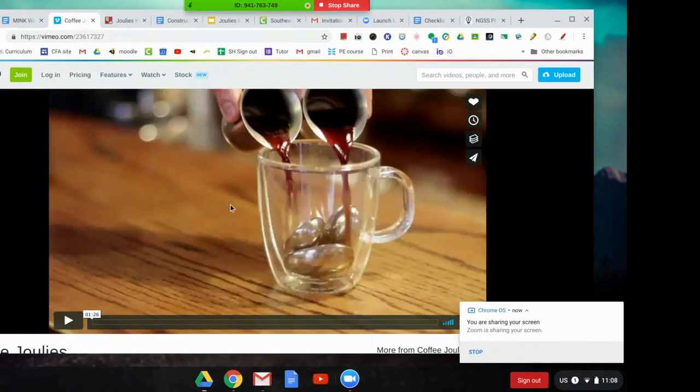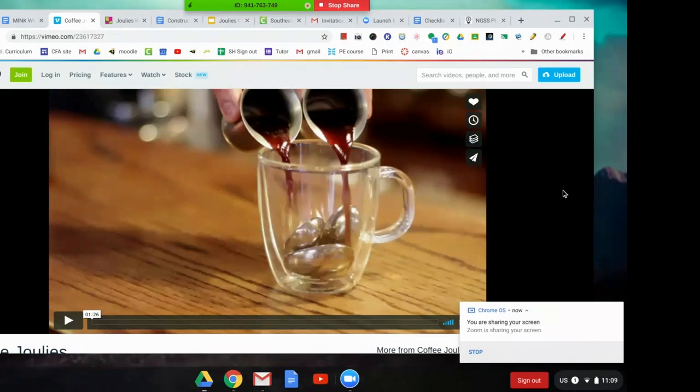Joules are little coffee bean shaped pieces of metal that you put in your coffee, and it cools your coffee down to the ideal drinking temperature. And then when your coffee cools, they release that energy back in, and it's supposed to keep your coffee at the ideal drinking temperature for a longer period of time.